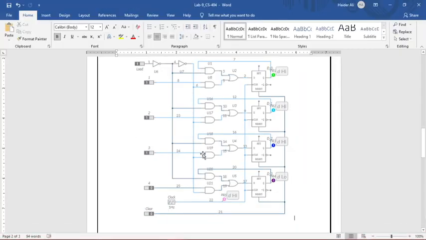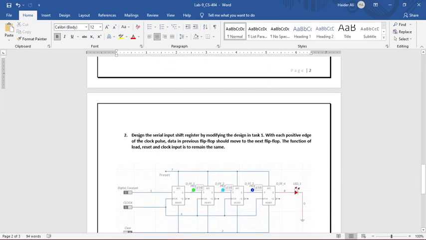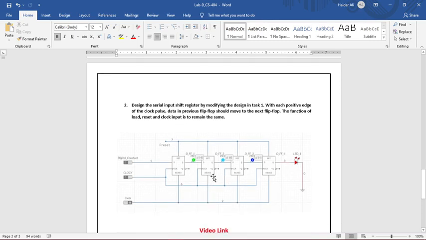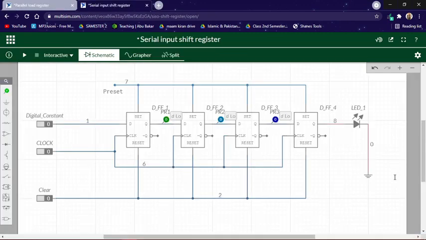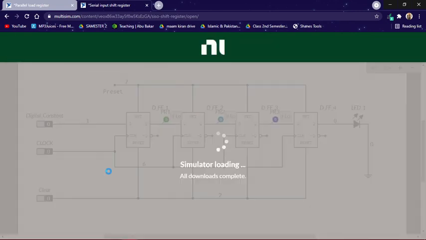Now we have the second task, which is the serial input shift register. This is its schematic diagram. We will simulate it on Multisim. This is the circuit diagram of the serial input shift register. Here we have one input, a digital constant, which feeds the 4 D flip-flop circuits, and we have a clock and a clear. The function of clear is the same as in our previous task. It will reset all the outputs. Now we will simulate this circuit.